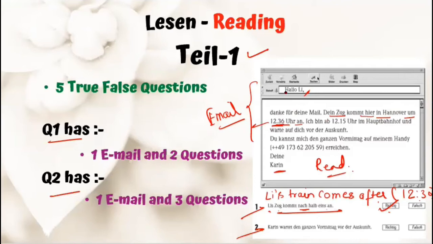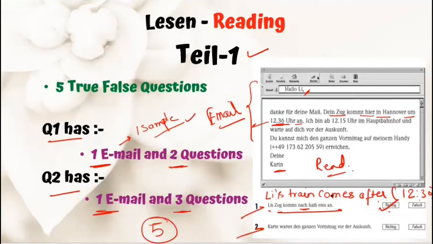So this kind of question you have to answer. There will be 2 emails: question 1 has 1 email, question 2 has another email. The first has 1 sample question, with the solution provided to you, and 2 questions you have to answer. In the second one you have to answer 3 questions. So in total there are 5 true false questions you have to answer.